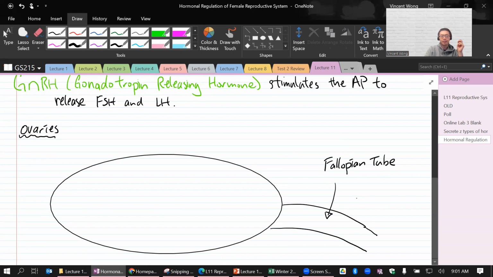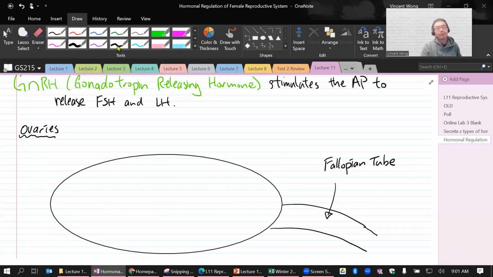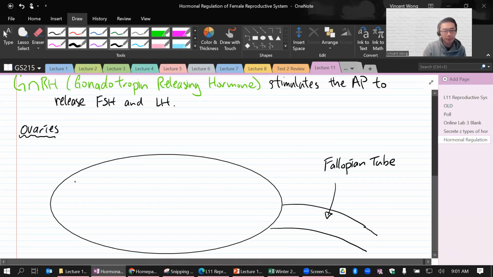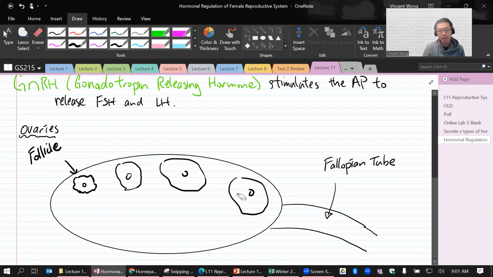Okay. So again, this is a very simplified version. The whole process is very complicated, but we can just keep it simple. We have the follicle here. The follicle contains an immature egg, and one follicle will be chosen each cycle to become a mature egg. So it's going to develop, and it's going to become mature.